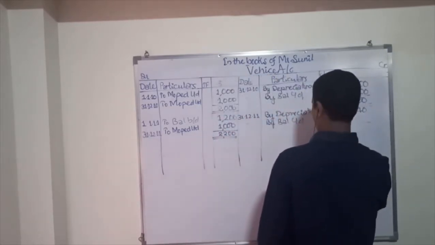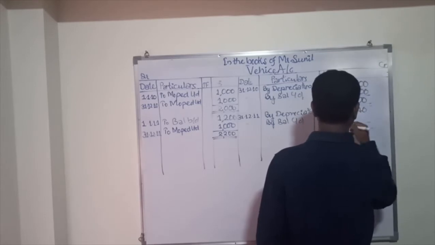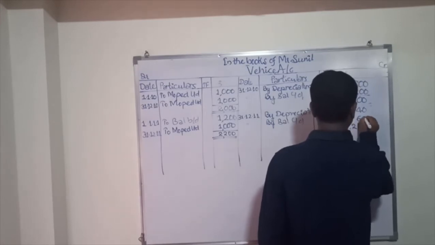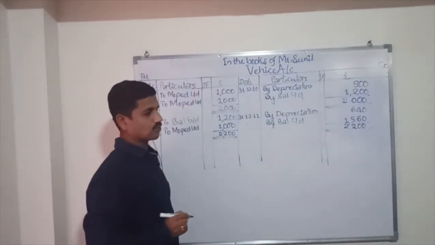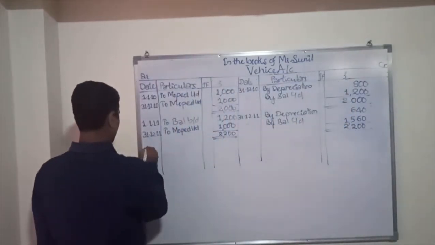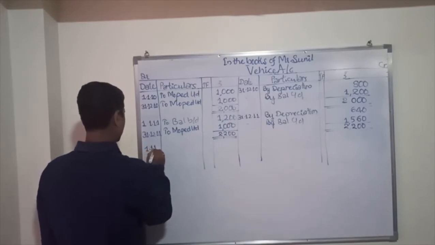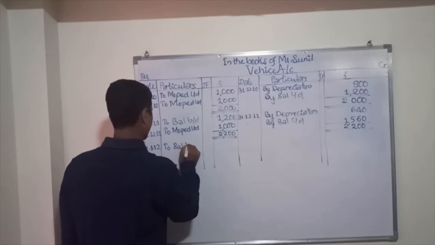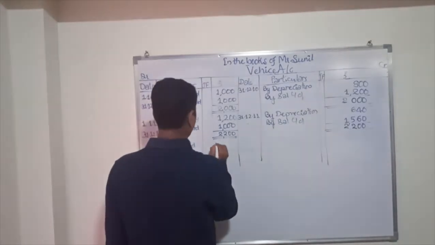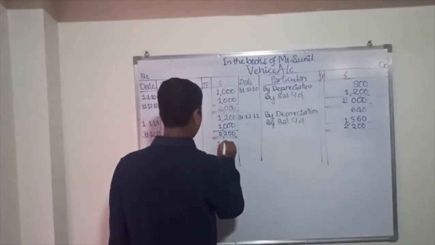So we have come here, the balance 2200. So 2200, when you take the difference here, 6 plus 4, 10, 7 plus 5, 12, carry 1, so 1560 rupees. So on 1/1/2012, this is brought down, so to balance brought down here, it is 1560.